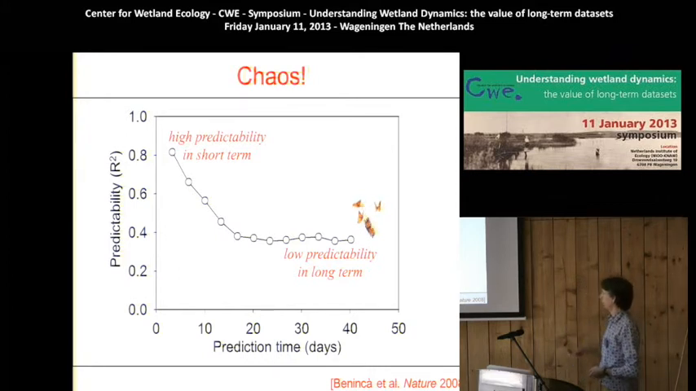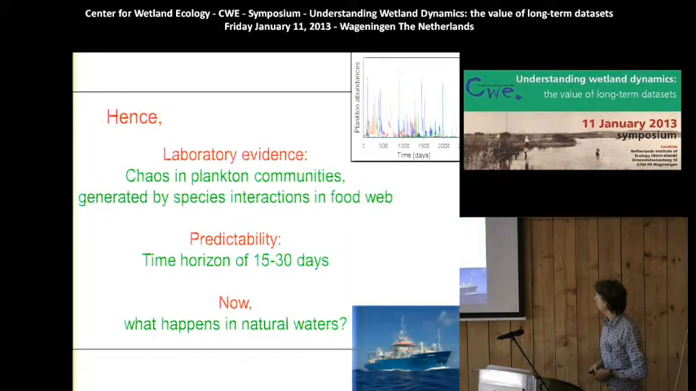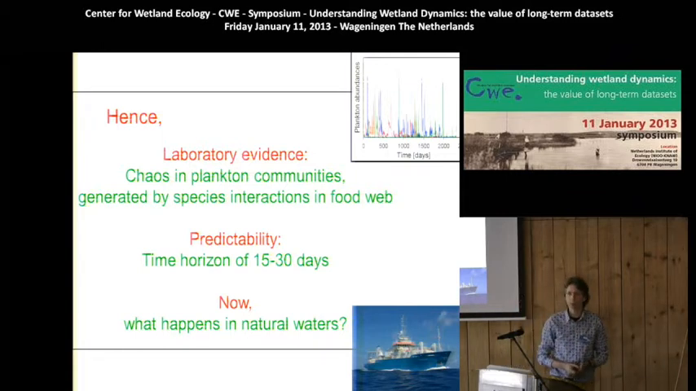And we also did other analyses, and we could demonstrate that indeed these ups and downs of the species are a signature of chaos. There's chaotic fluctuations in this laboratory ecosystem. So we now have laboratory evidence for chaos in plankton communities, and they're generated by the interactions between the species in the food web. They also impose a time horizon on the predictability of the system.